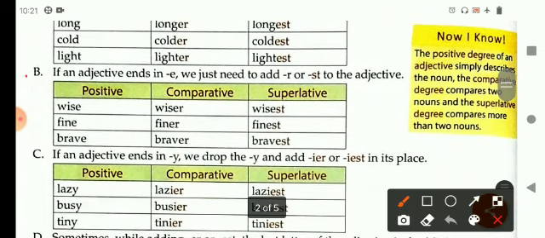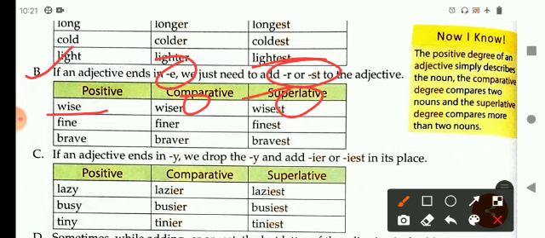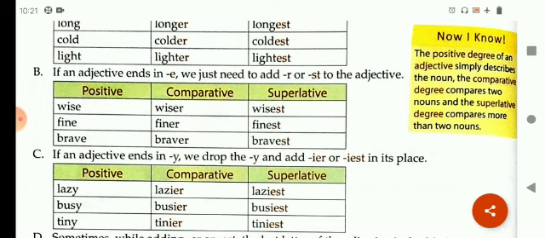Now second one, if an adjective ends in e, we just need to add r or st to the adjective to make the comparative and superlative degree. Wise, we'll just add r to make the comparative degree and st to make the superlative degree. For example, wise, wiser, wisest, fine, finer, finest, and brave, braver, bravest.